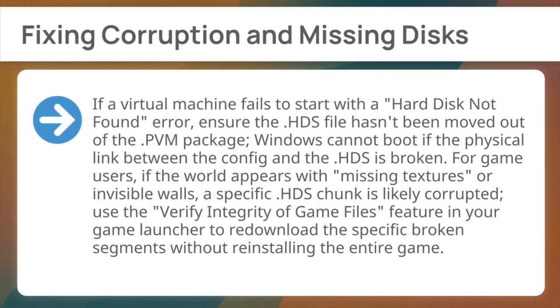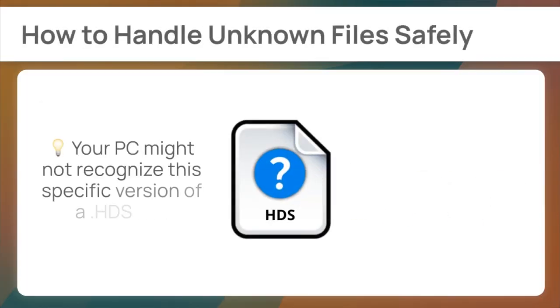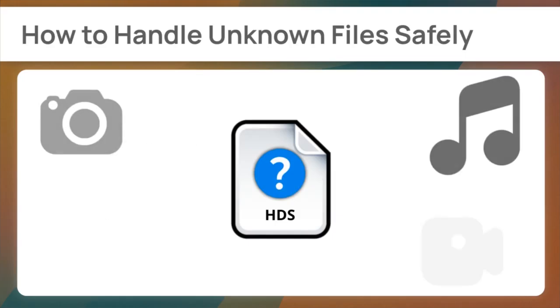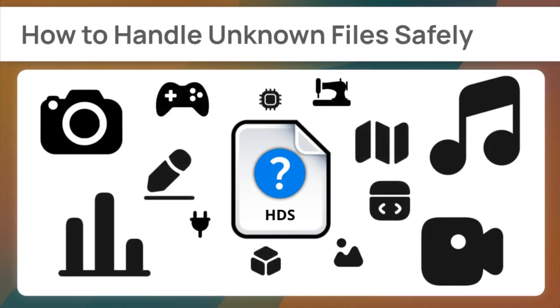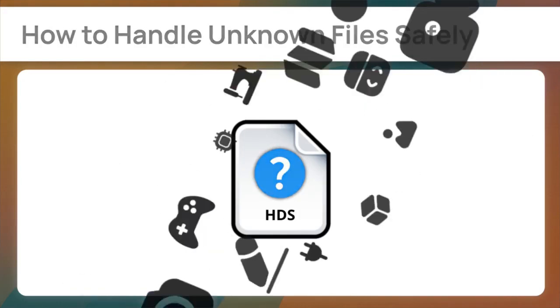Use the Verify Integrity of Game Files feature in your game launcher to re-download the specific broken segments without reinstalling the entire game. Failures with installed programs usually stem from .hds being a duplicate extension used by various unrelated software creators. Using raw-level data inspection is a recommended method to try and uncover a file's true requirements when the HDS label is unclear or shared.